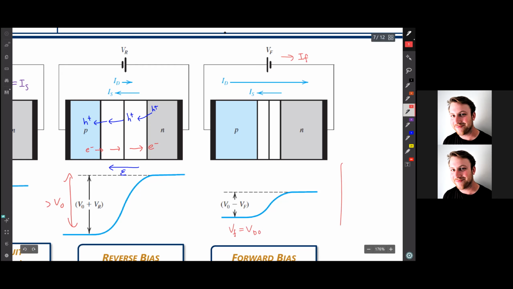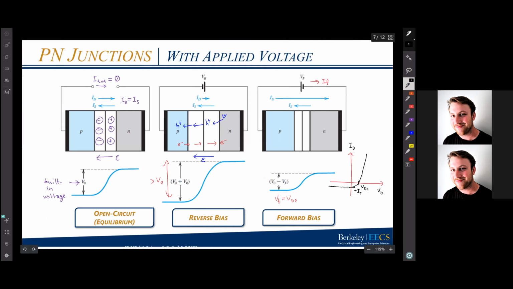And just for reference, the diode characteristic looks something like this, where below VD0, we have our negative IS, the reverse saturation current. And then above VD0, we have that exponential growth of our current, okay? And you'll see in the next homework coming up where that current comes from physically, okay? So that's p-n junctions with applied voltages.